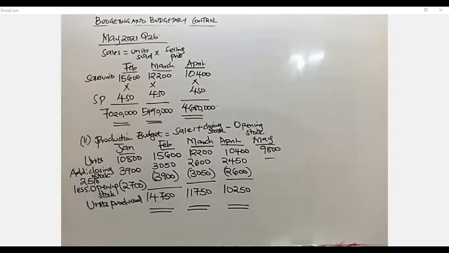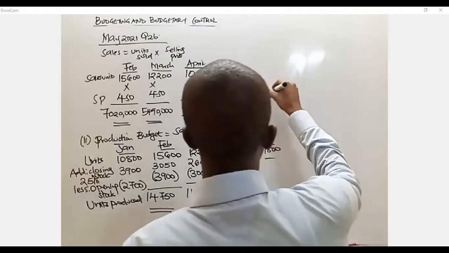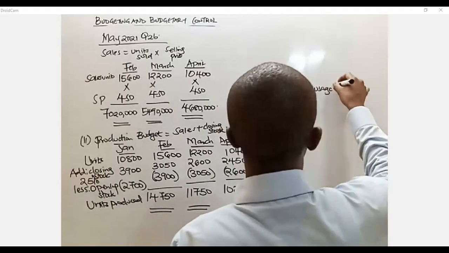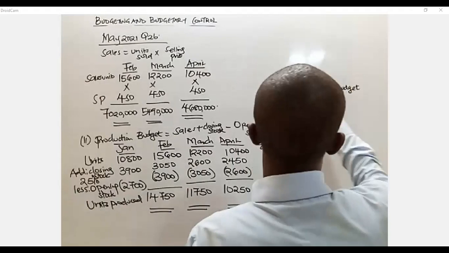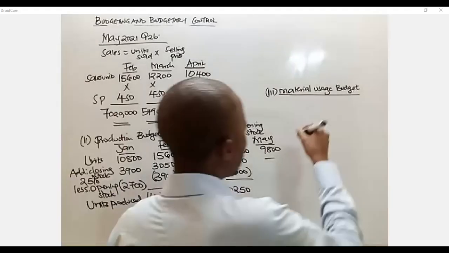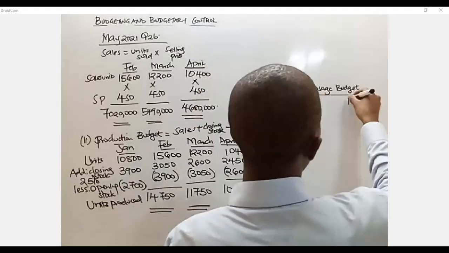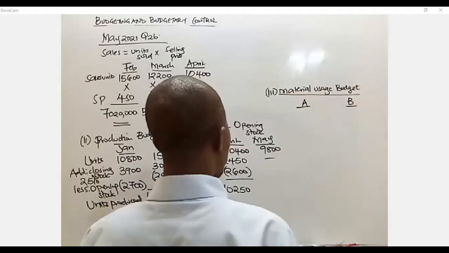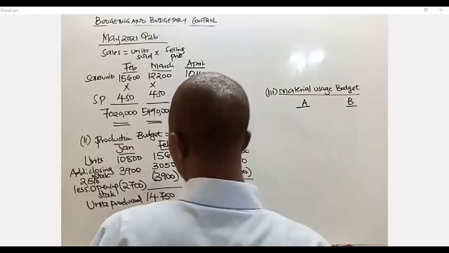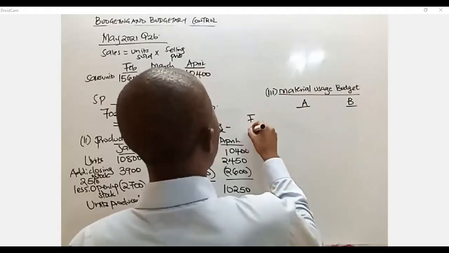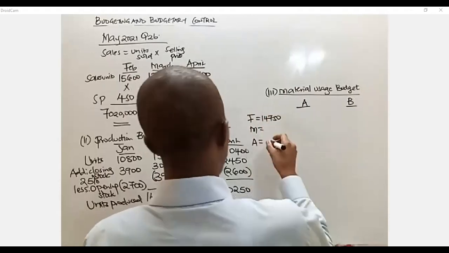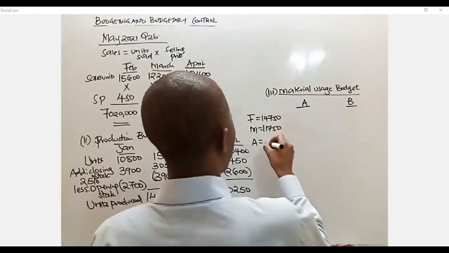There's another requirement there, where we are discussing material usage budget. So, what do these materials produce? You go back to the question. You find we produce two things here. We are producing products A and B. So in this case, the material produced for the months of February, March, and April, what do we have? We have 14,750. The other one we have 11,750. Then the last one we have 10,250.